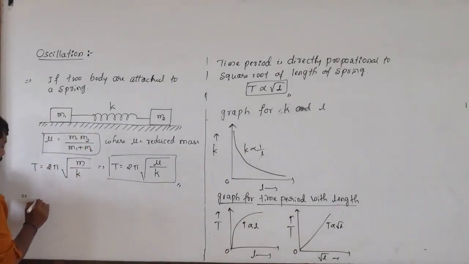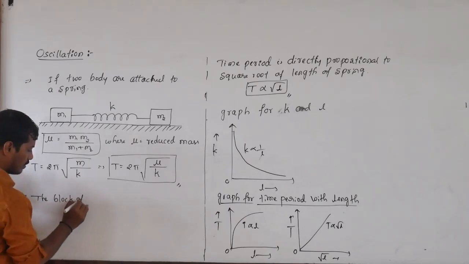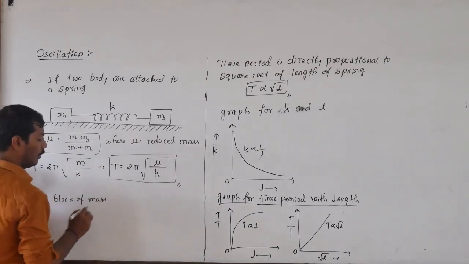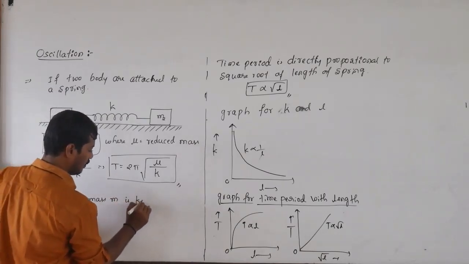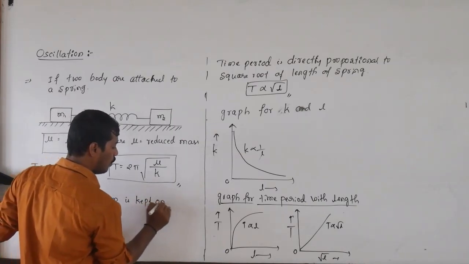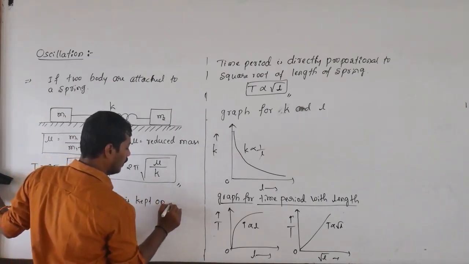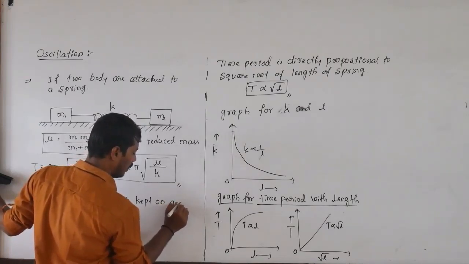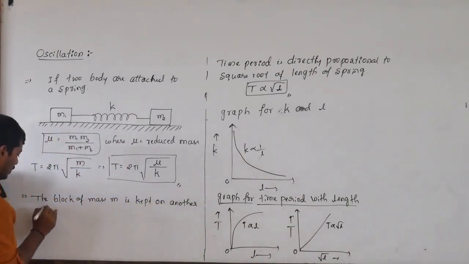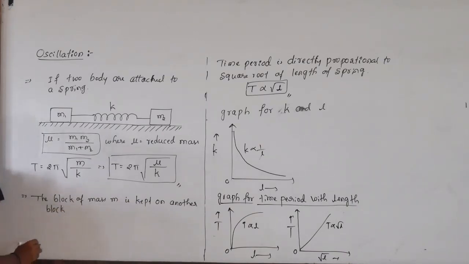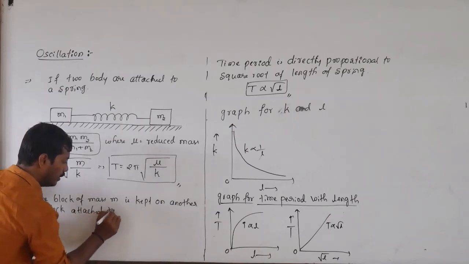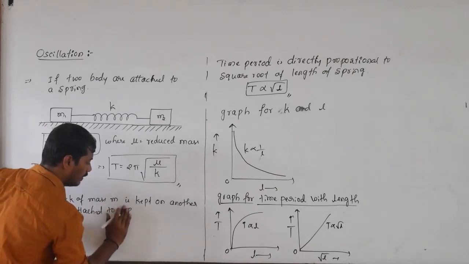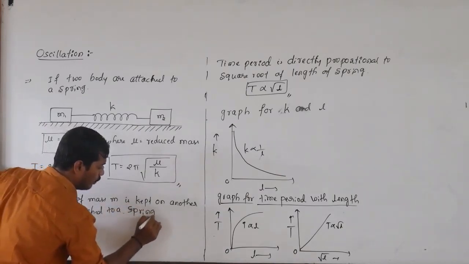Like this, one more is the block of mass M, small m, kept on the surface or on another block. Okay, another block is there, another block attached to a spring, there one spring only.